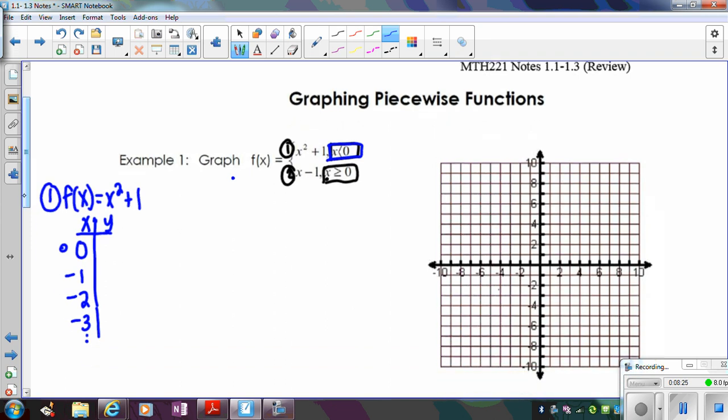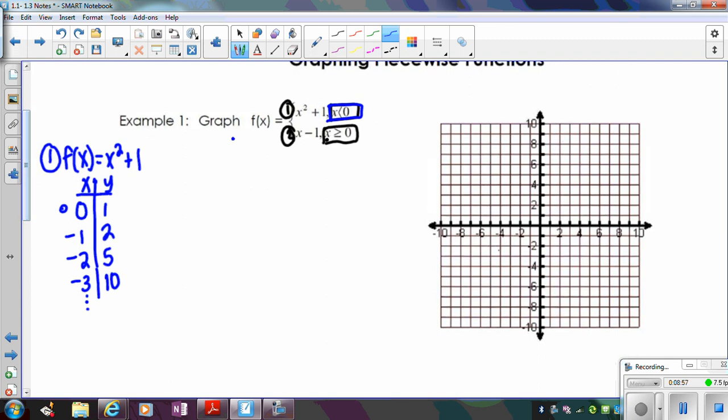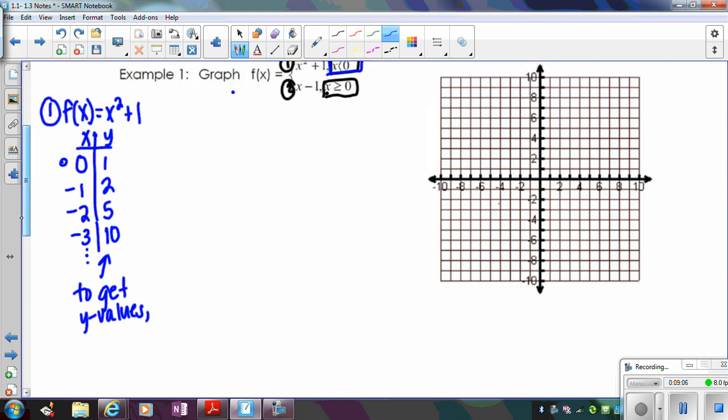So we'll start with that and see if that looks like enough. Now to get the y values, all we have to do is plug these into our function, like what we did on the previous page. If I plug in 0, 0 squared plus 1 gives me 1. Negative 1 squared, be careful with that, it's got to be in parentheses. Negative 1 times negative 1 is 1, plus 1 is 2. Negative 2 squared is negative 2 times negative 2, which is 4, plus 1 gives me 5. Negative 3 will give me 10. So basically, let me make a note here: to get y values, plug x values into the equation.